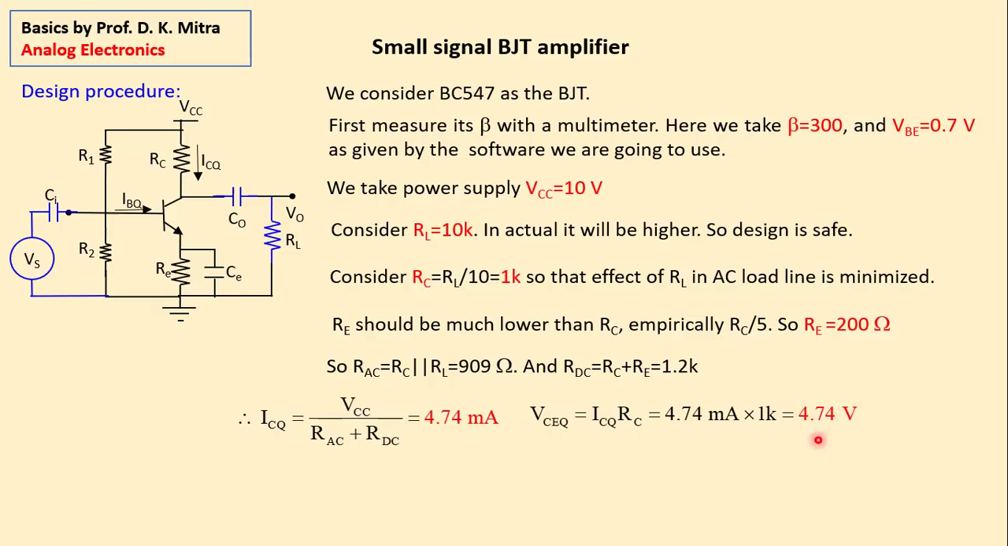4.74 volt, right? So what is the power dissipation in this transistor? 4.74 milliampere and 4.74 volt. Say 5 milliampere, 5 volts. So 25 milliwatt. You cross check. BC547 can take more than 25 milliwatt. I know it can take up to 100 milliwatt. So my transistor will not be red hot. There will be no problem. Next step.